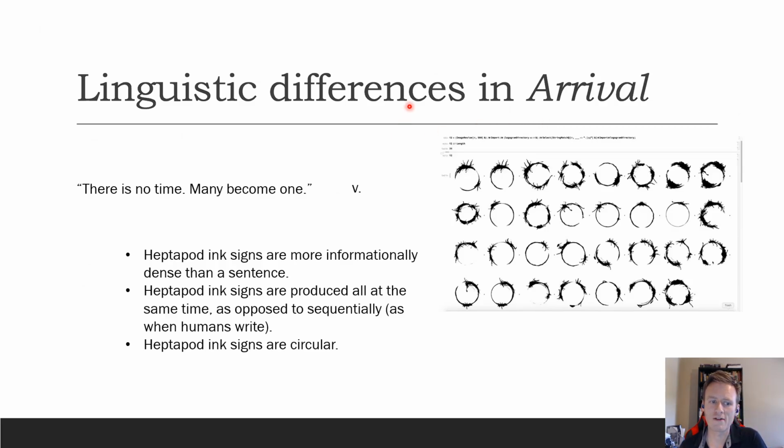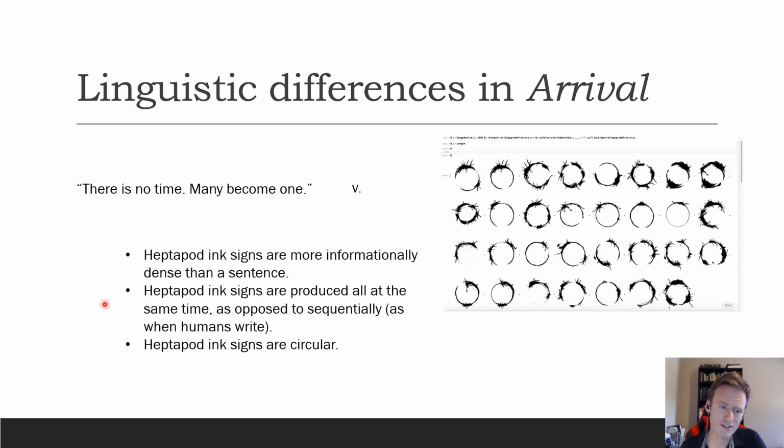So what are the linguistic differences in Arrival? Well, take an English sentence that appears in the movie, "There is no time, many become one," and compare it to the symbols that express this idea. In fact, I think, if I'm not mistaken, this string of English translates a single ink blot from Arrival. So these two sentences are somehow encoded in this, and there's a lot of information here. So what are some differences? Heptapod ink signs or ink blots are more informationally dense than a sentence. And we come to learn throughout the movie that there are these little tendrils in these blots that are super complicated and that have a lot of information in them.